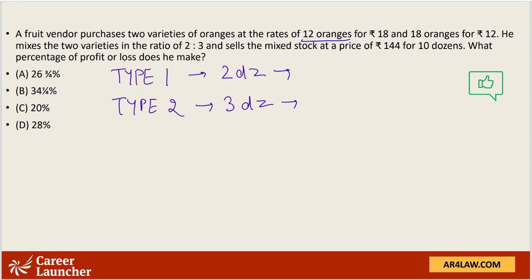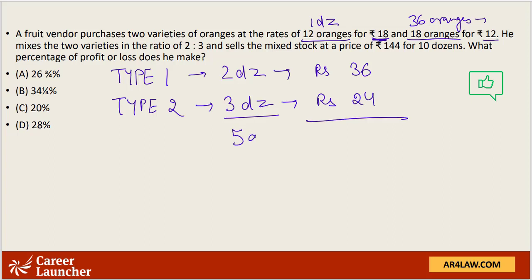So 12 oranges, that means 1 dozen, can be bought at 18 rupees for type 1. So 2 dozen would mean 36 rupees have been spent here. 18 oranges for 12 rupees and we want 3 dozen oranges of type 2. 3 dozen would mean 36 oranges. So if 18 oranges come in 12 rupees, 36 would come in 24 rupees. Total for 5 dozen, he's spending 60 rupees.